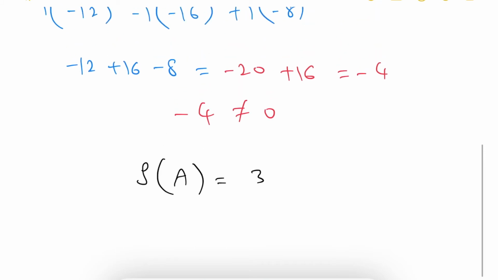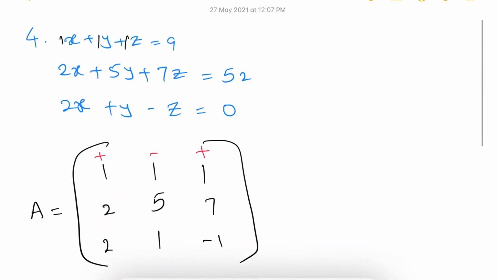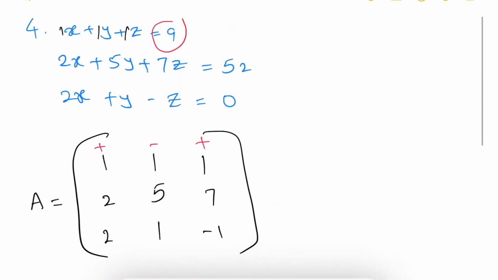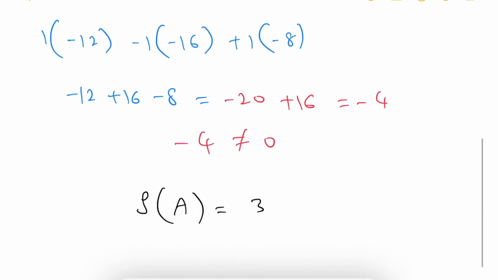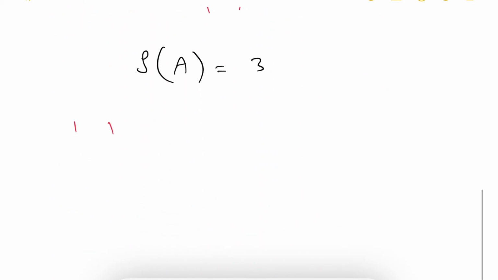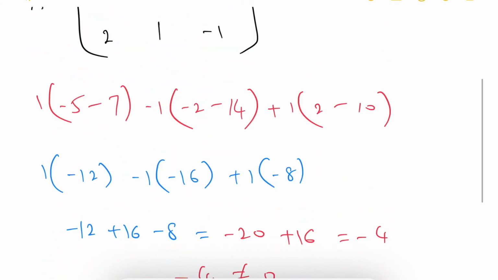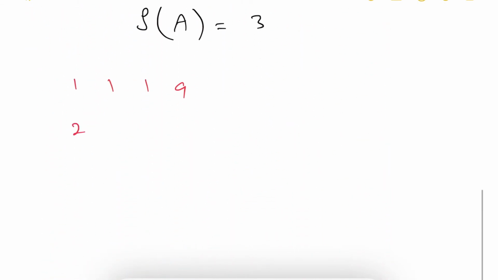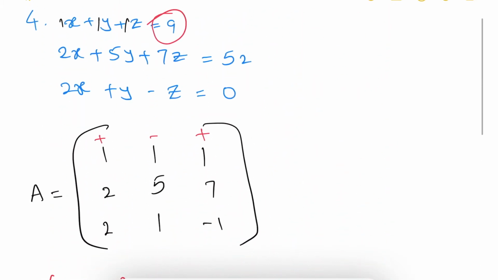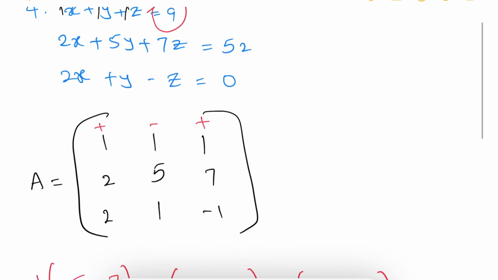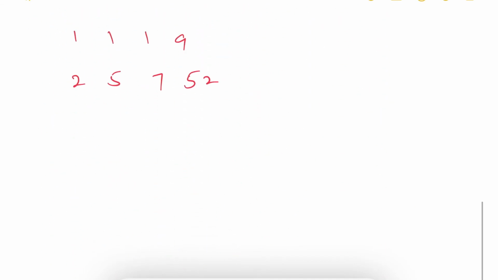Okay, now from the given three equations we need to find out the augmented matrix. That is nothing but including the constants. 1 1 1 9. Next comes 2 5 7 52. Next comes 2 1 minus 1 and 0.